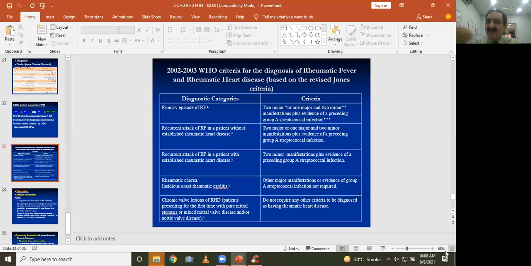If a person having rheumatic fever for the second time comes to you, and he does not have a murmur, has not developed carditis, and does not have any evidence of involvement of the heart, coming a second time with no involvement of the heart, then again the same: two major manifestations plus laboratory evidence, or one major manifestation and two minor manifestations plus laboratory evidence. So this will be the diagnostic criteria.